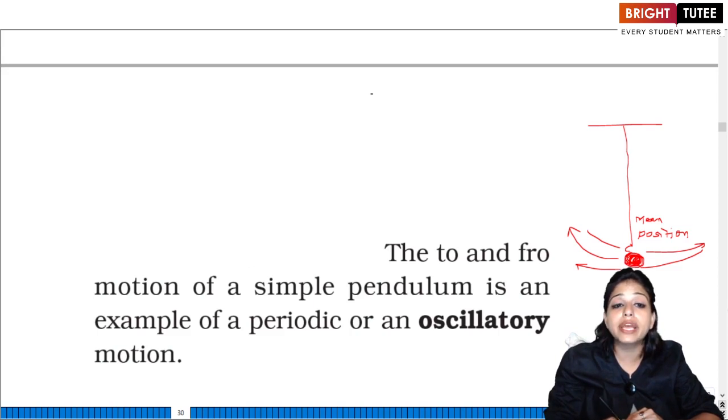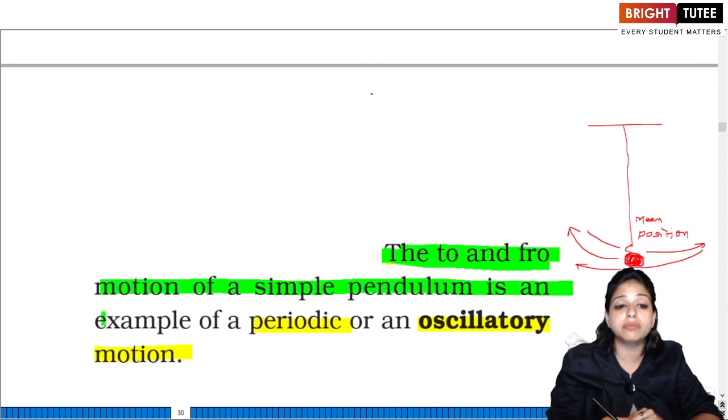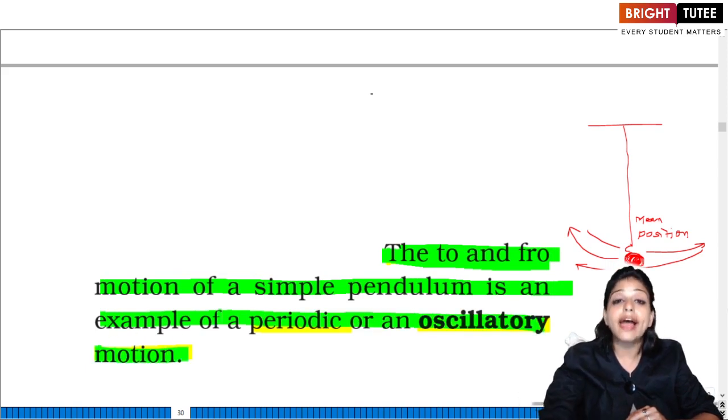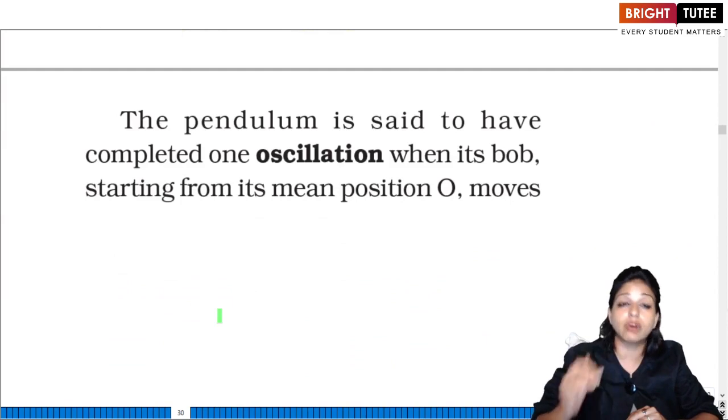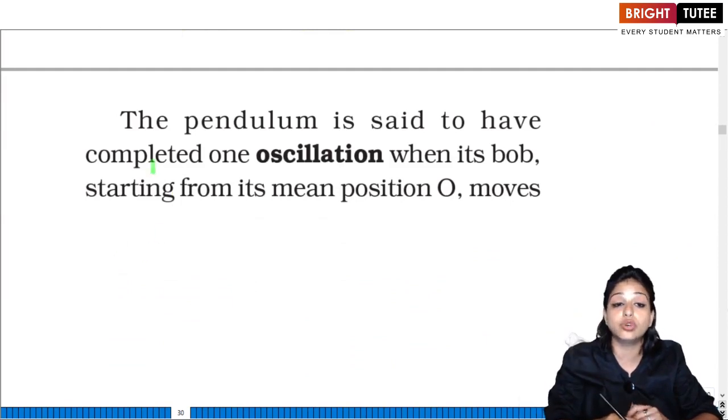When the bob is released after being taken to a height on one side, it begins to move to and fro, and this to and fro motion is what we call oscillatory motion or periodic motion. So people, it is very important to understand that the to and fro motion of the simple pendulum is an example of periodic or oscillatory motion, and all the clocks use the same periodic motion to work.